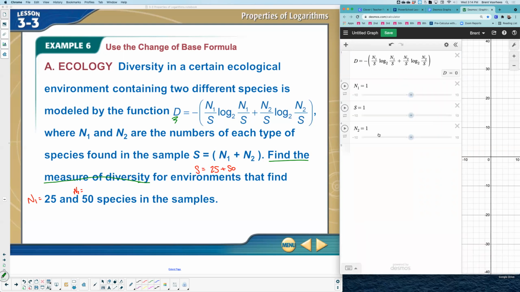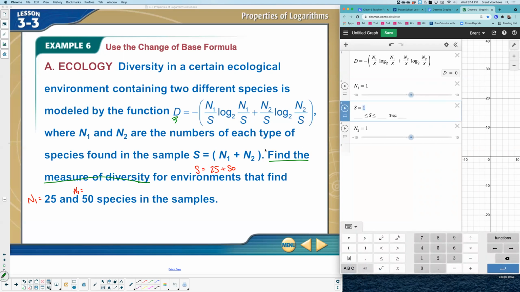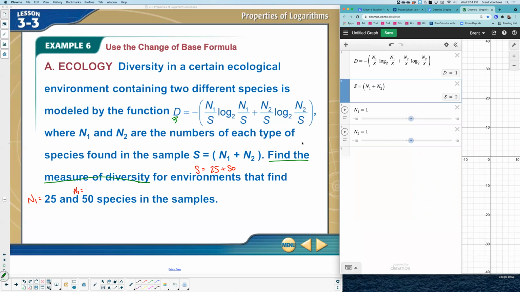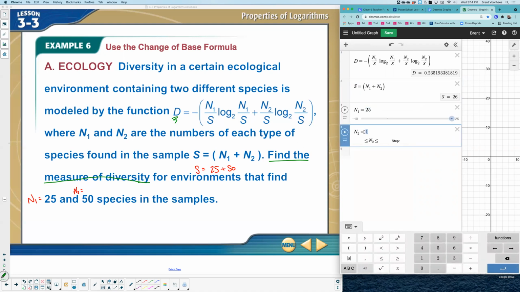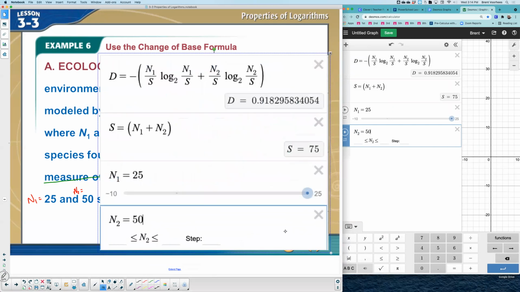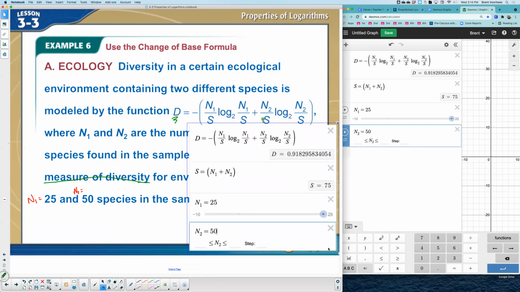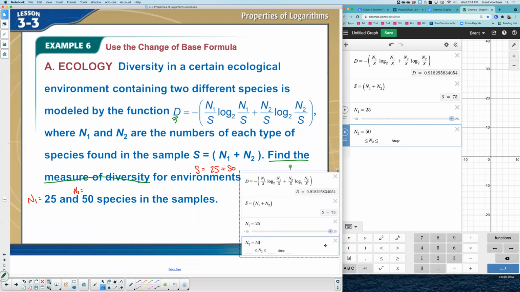I'm just going to hit add slider. The S was given as N1 plus N2. Honestly, you could put parentheses around it like they had it, but that shouldn't change the problem. And now our values were 25 and 50. That right there would be my diversity rating. So I'm going to go ahead and add these in the notes so you can see them. Those would be the values. So our solution here, if I'm going to round to the nearest hundredth, the diversity is approximately 0.92.